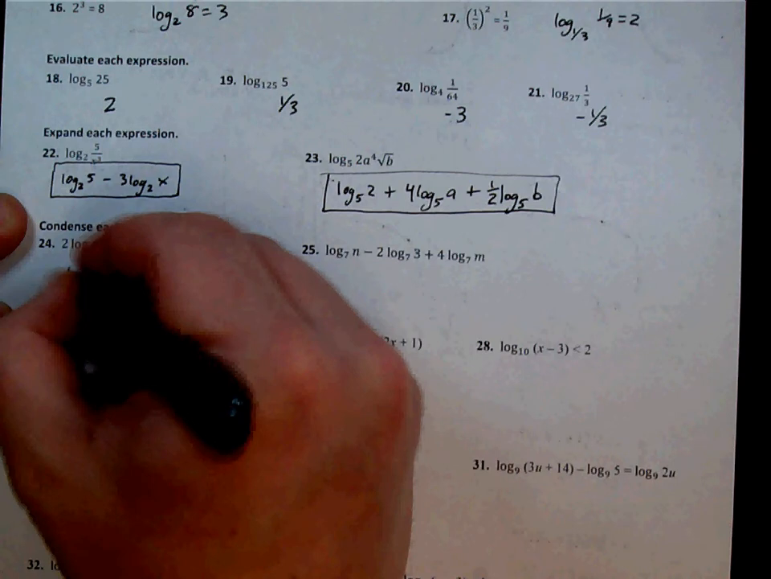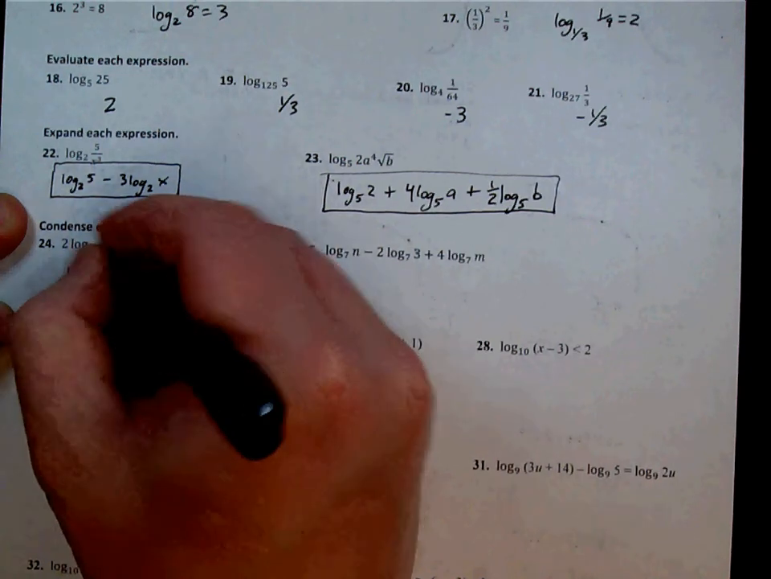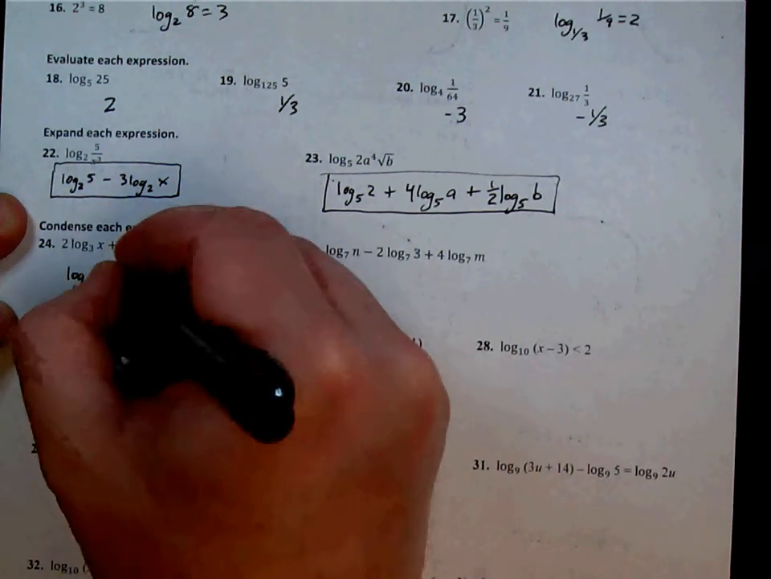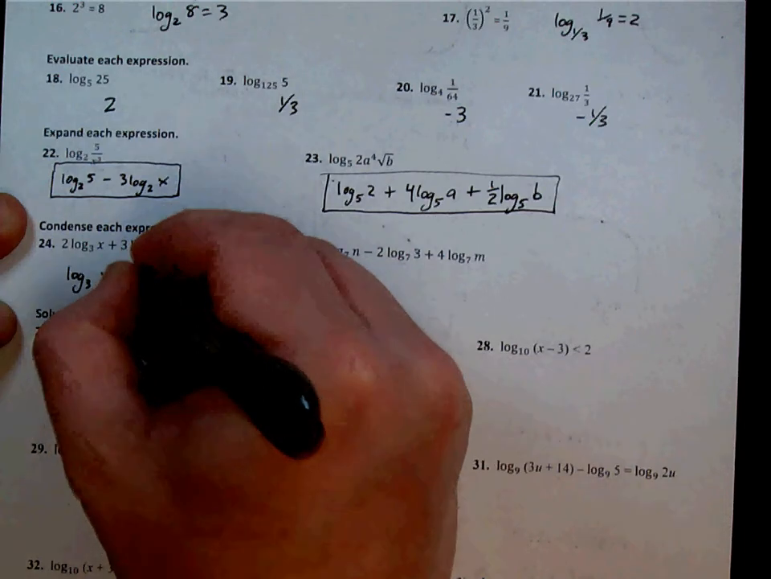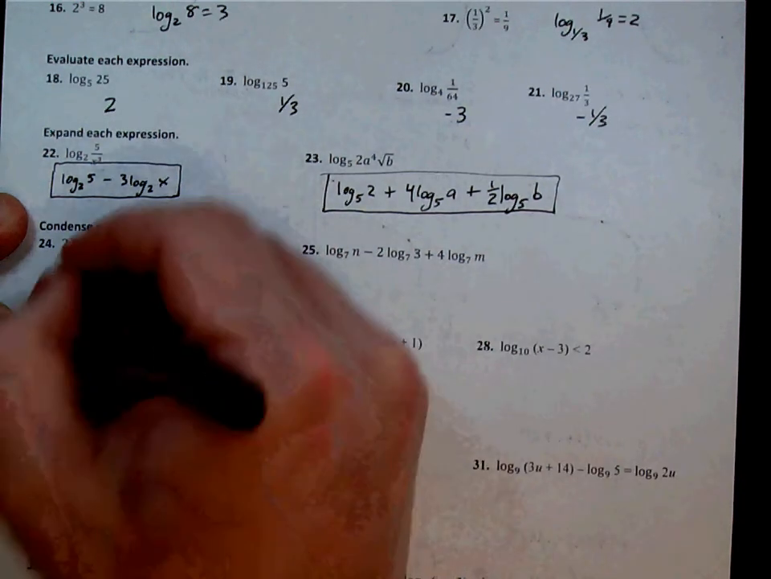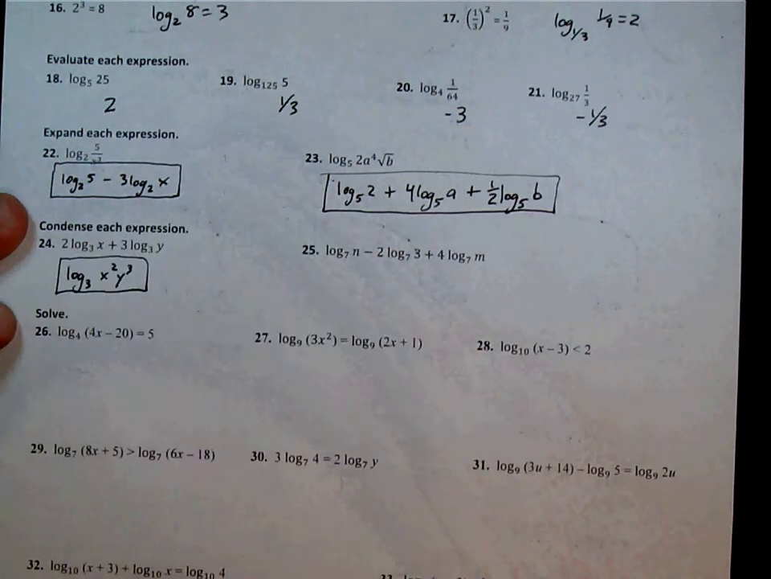Now condense. Log base 3, this x is going to be squared. The y is going to be the third power. Since they were added, neither of them go to the denominator, so that's condensed.